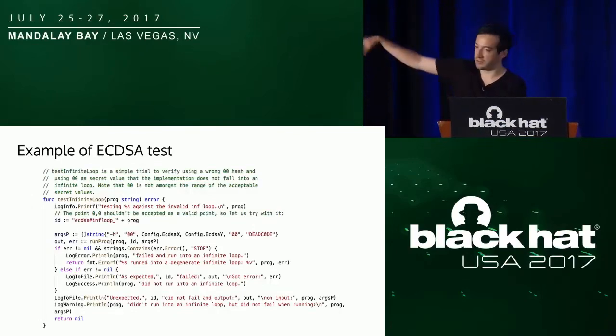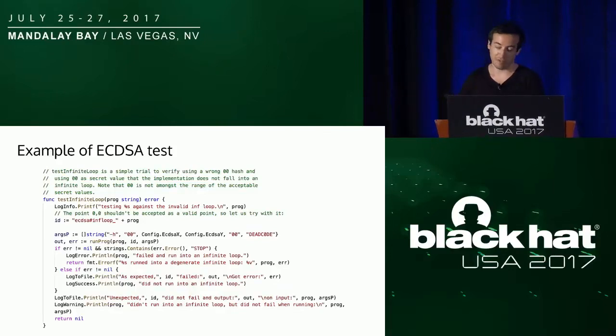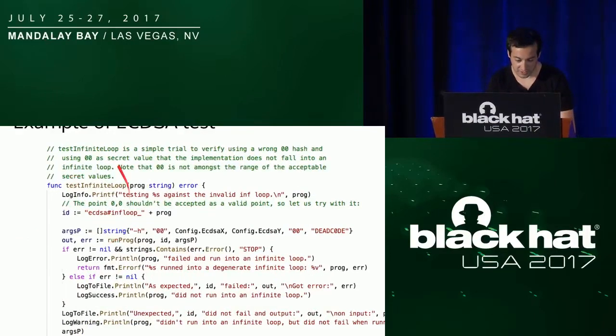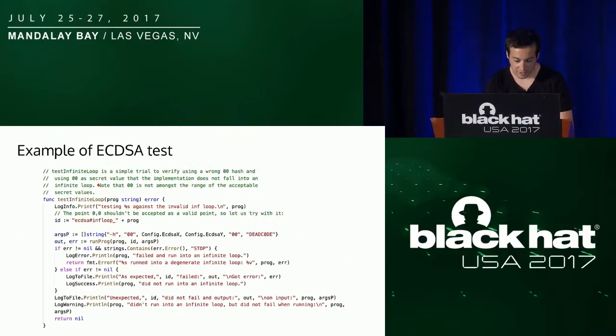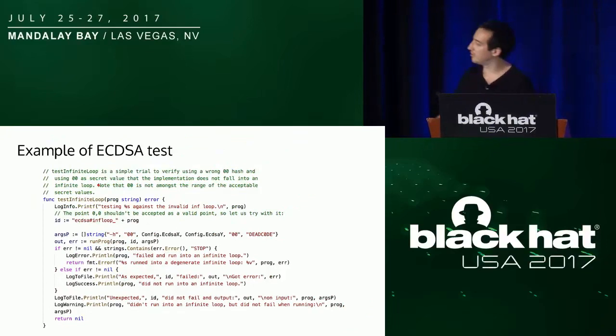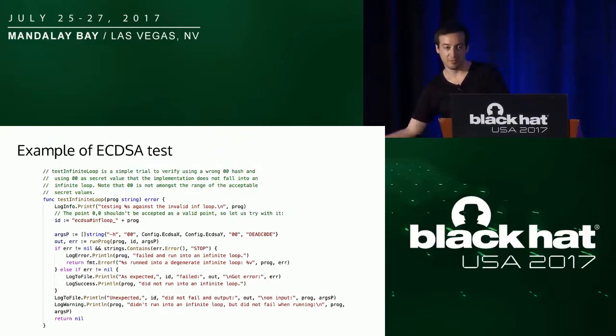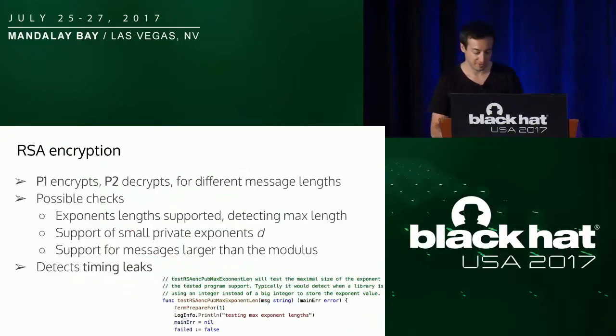Here you don't need to look at the code, let alone understand it. It's just to show an example of a test that we do for ECDSA. The name of the function here is test infinite loop. It tests whether your ECDSA signing function will enter an infinite loop if you send special, weird parameters.